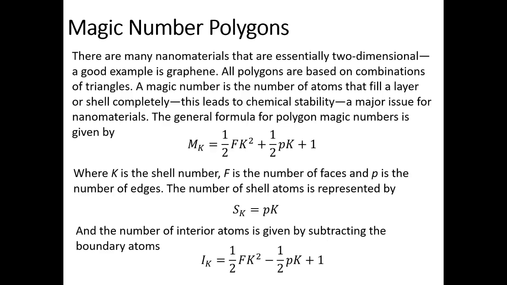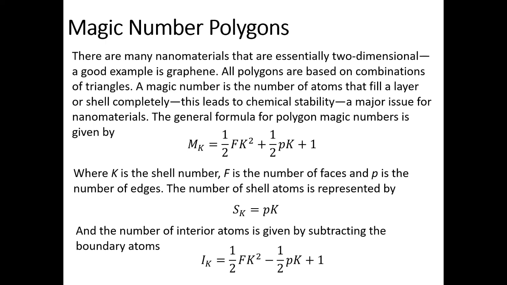Okay, let me first finish this slide. SK is simply the number of perimeter atoms or boundary atoms. That's simply P, which we said for this kind of triangle is 3. And it's just 3 times K. So for the second set of triangles, K is 2, there should be 6 perimeter atoms.